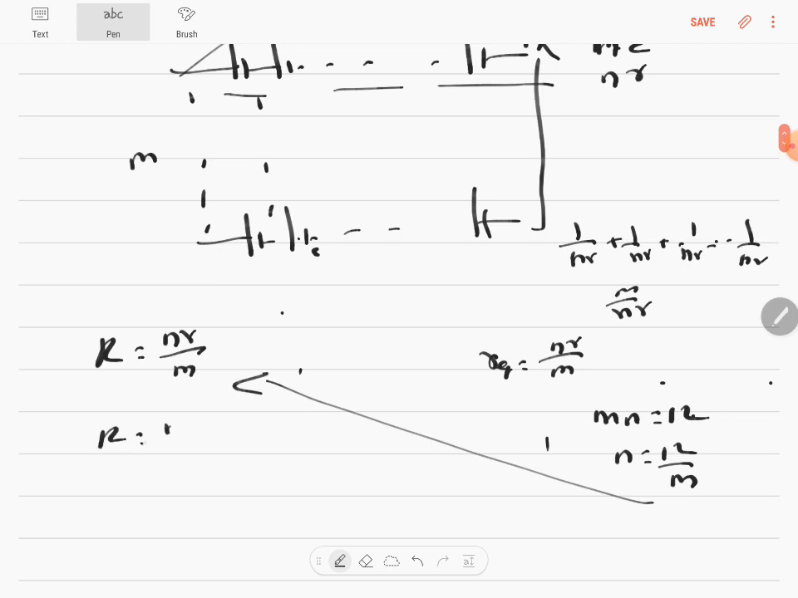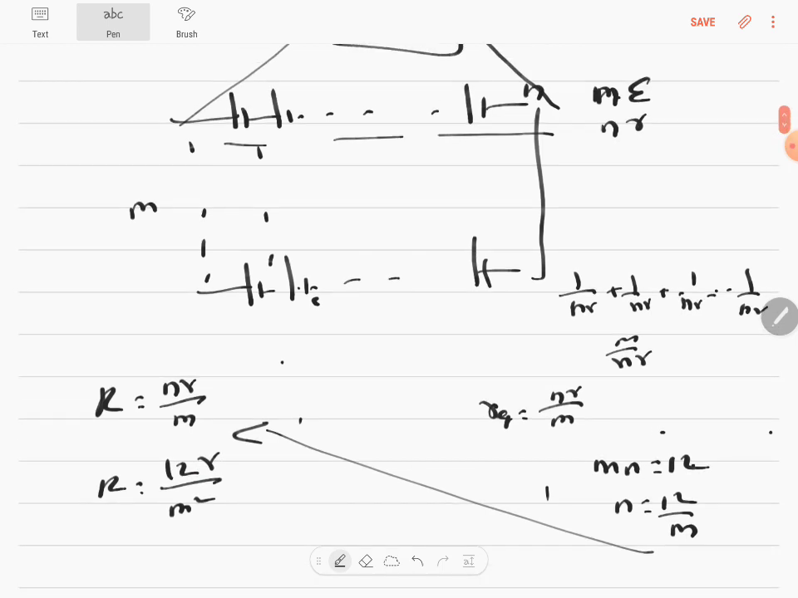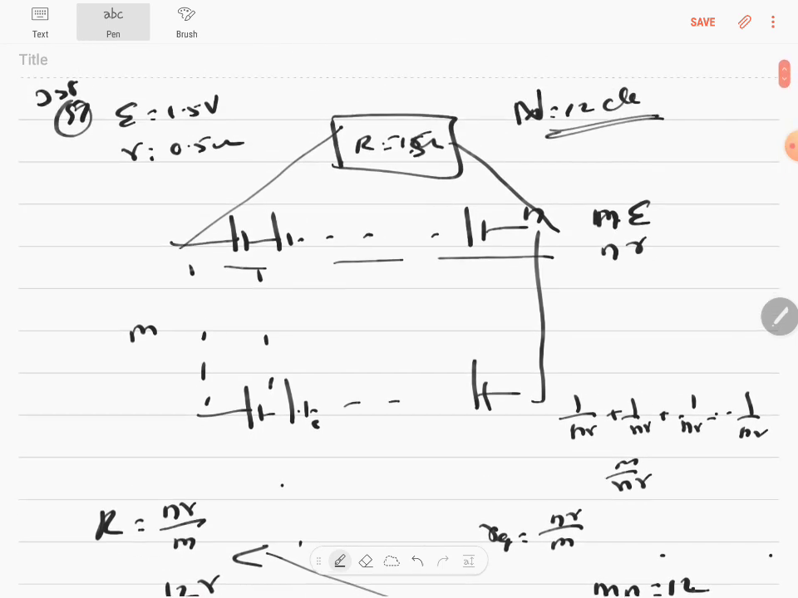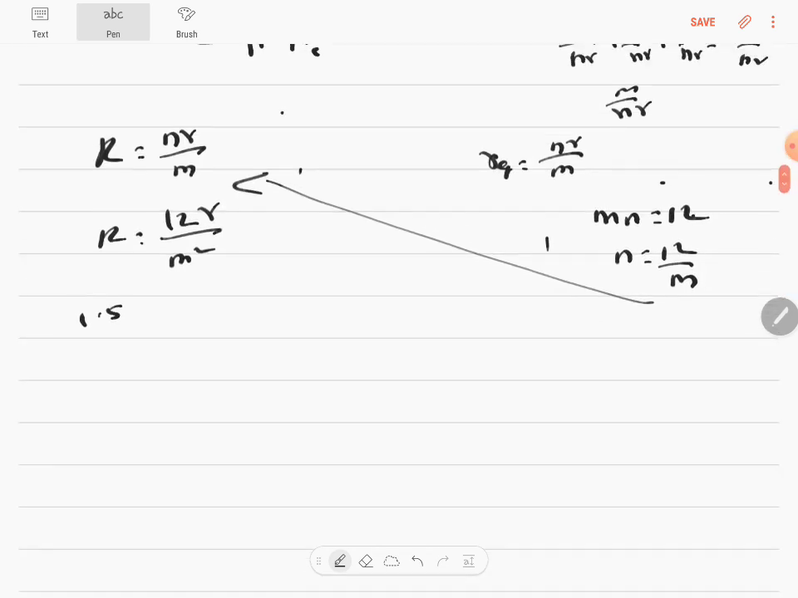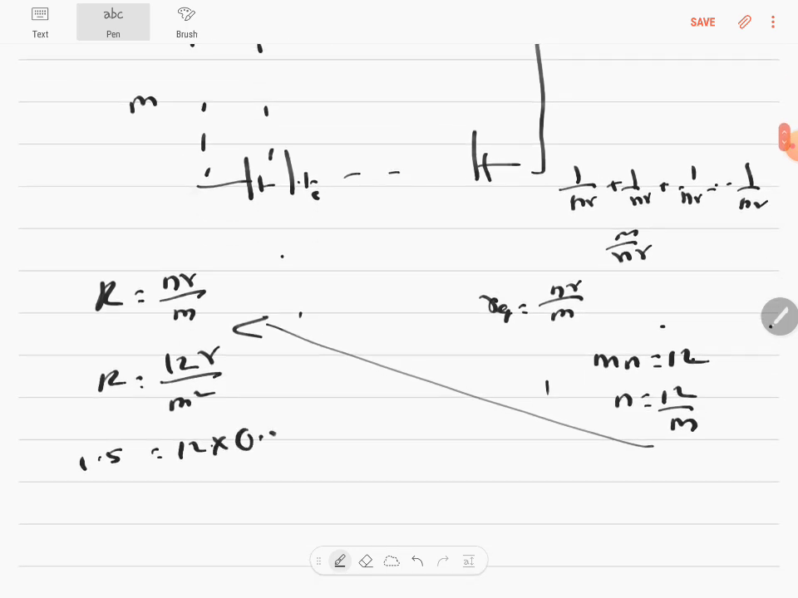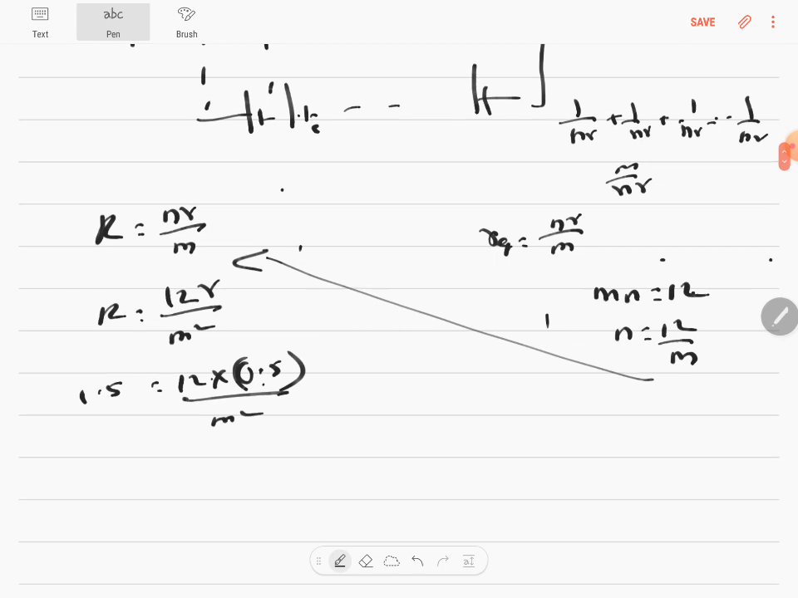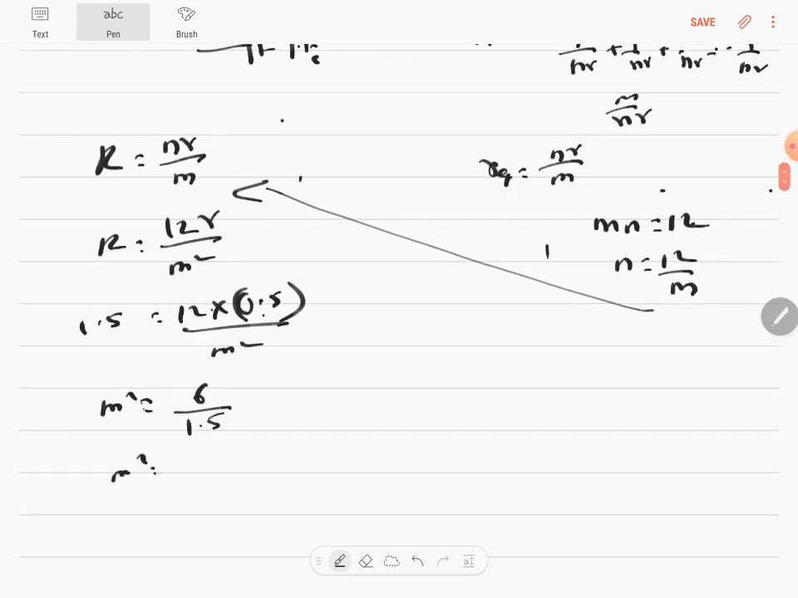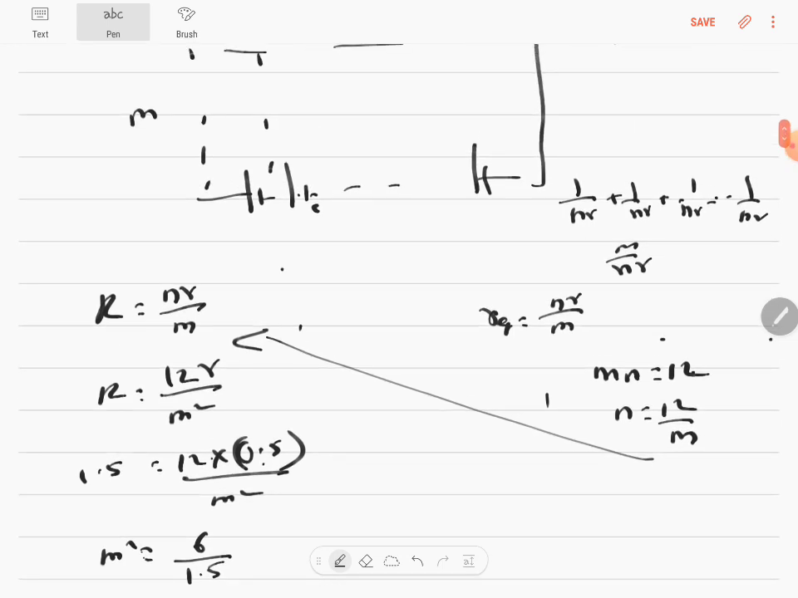Capital R is equal to nr, which is 12 by m square, and r here is equal to capital R. You know the capital R's value is 1.5 ohms, is equal to small r's value, which is 0.5 ohms internal resistance, into 12 by m square. So therefore m square is equal to 12 fives are 60, so it will become 6 by 1.5 and it will become 4, and so then m is equal to plus or minus 2, but it can be only plus 2 because the number of rows and columns cannot be negative.